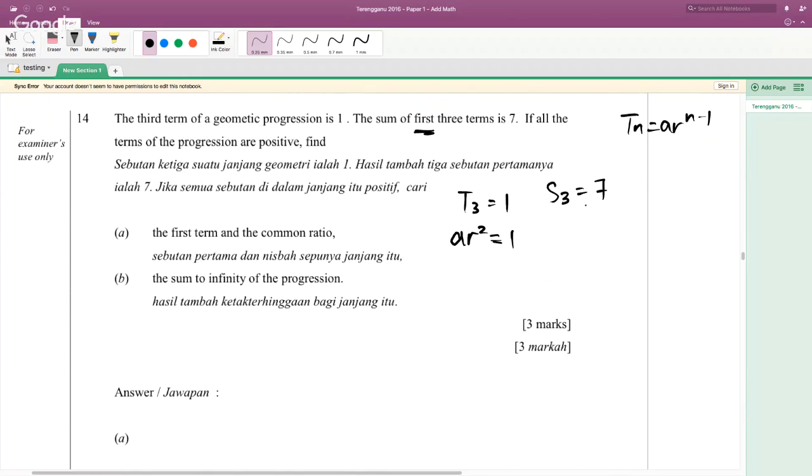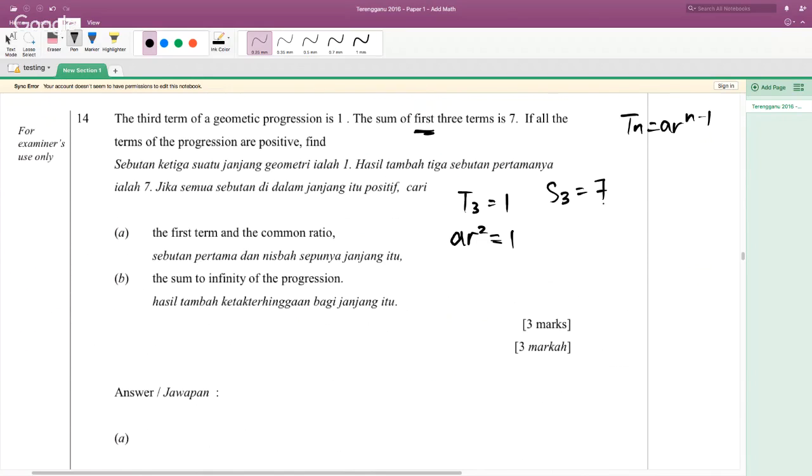If all the terms of the progression are positive, find the first term and the common ratio. So yeah, we have something to work out here. Because for a GP, we have two formulas here. So we have to figure out which formula to use.